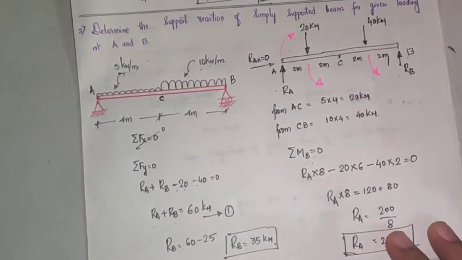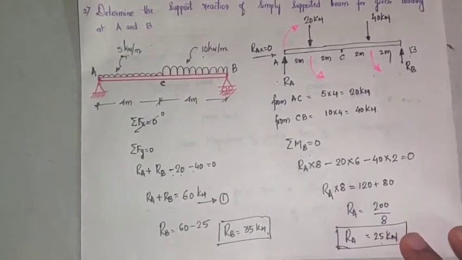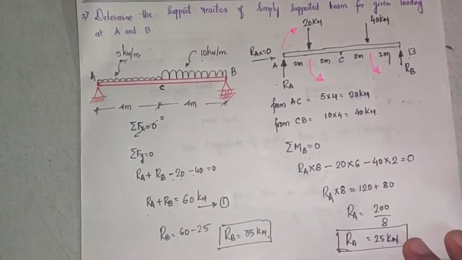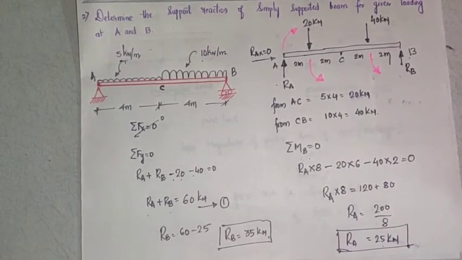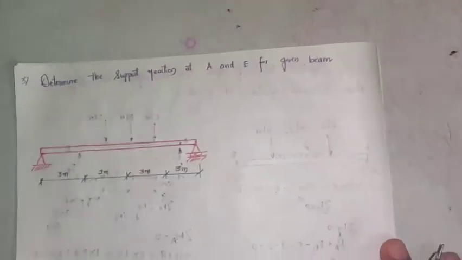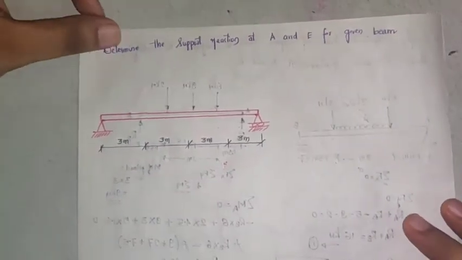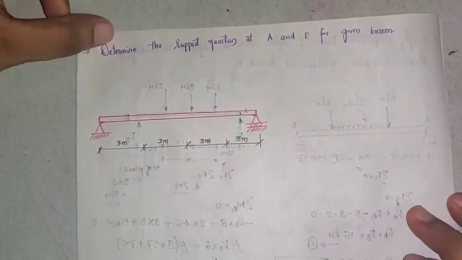Hope you followed these problems. It is the simplest of the simplest problems. You just have to use the 3 conditions of equilibrium, then find out the reactions at the given supports. So it's my assumption that you understood the problem, so we'll move ahead with the next problem.